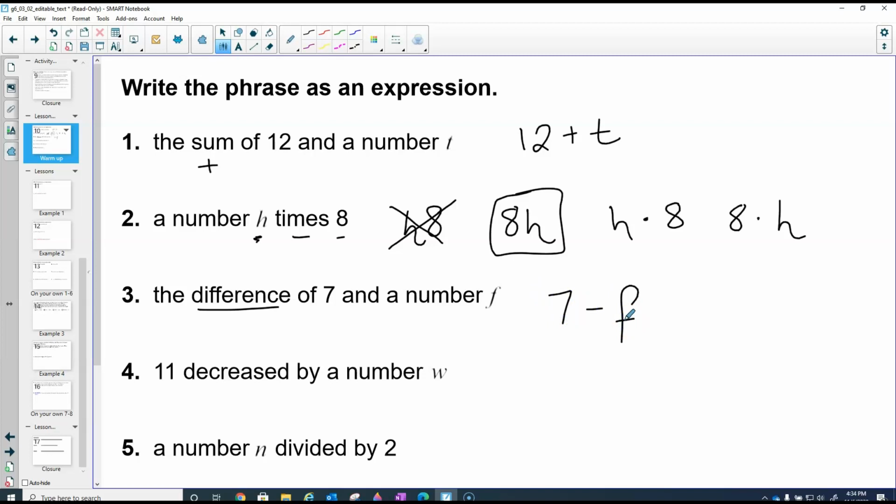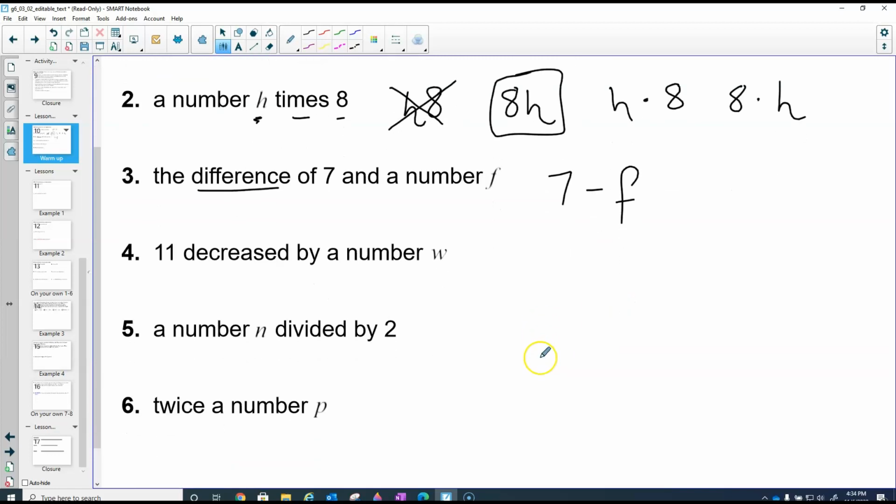Now, decreased also should make you think subtraction because we're getting smaller, we're decreasing. So if I have 11 decreased by a number w, the "by a number" tells me that I started with 11 and then I was decreased by whatever that w is.